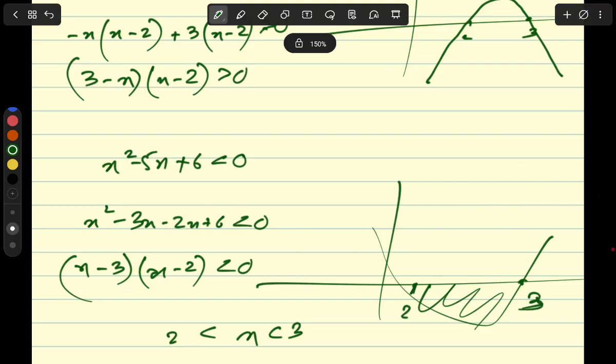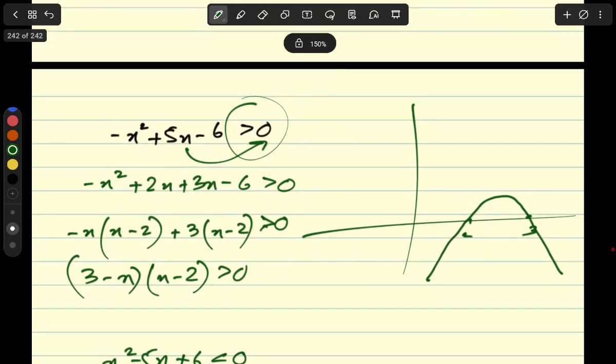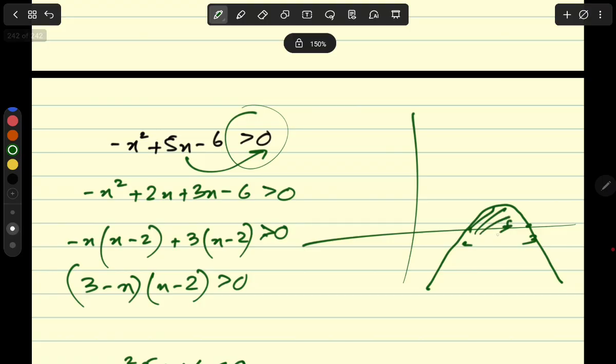Since the coefficient of x squared was negative, the parabola opened downwards, which changed everything. The graph now sits above the x-axis between the roots here, not outside them. The roots are still 2 and 3, but because the graph is upside down, the positive region is now between them. So the answer becomes x is between 3 and 2. Exactly the opposite of the previous example.